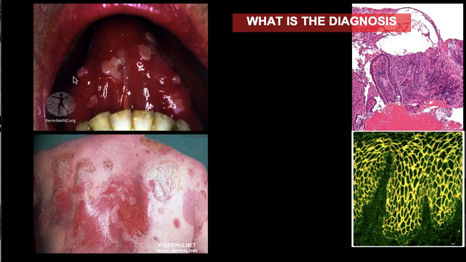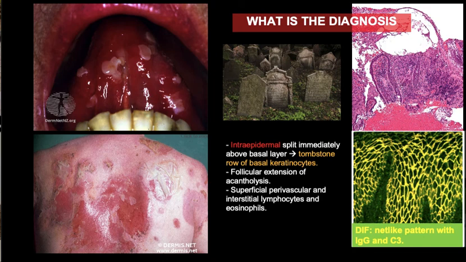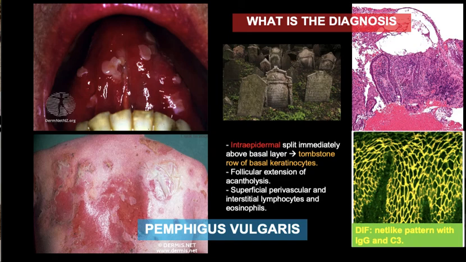So first example, we see here some bulla formation in the oral cavity in addition to the trunk. When you look into the histology, the blister formation is suprabasal, and when you do DIF, it has this net-like pattern of IgG and C3. They describe those as the tombstone, because they look like tombstones, as the epithelium is separated from each other because of the acantholysis. And usually we have also follicular extension in these lesions, and we have superficial, perivascular, and interstitial inflammation of lymphocytes and eosinophils. So this is pemphigus vulgaris.